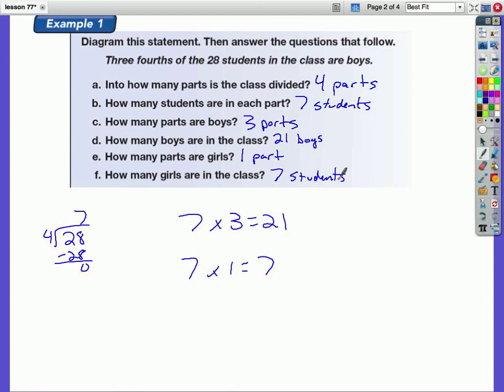So even though they told us just a fraction of how many boys are in there, and then the total amount of students, we can figure out how many boys, how many parts, how many students in each part, how many girls, all of that information, just with that one little sentence.